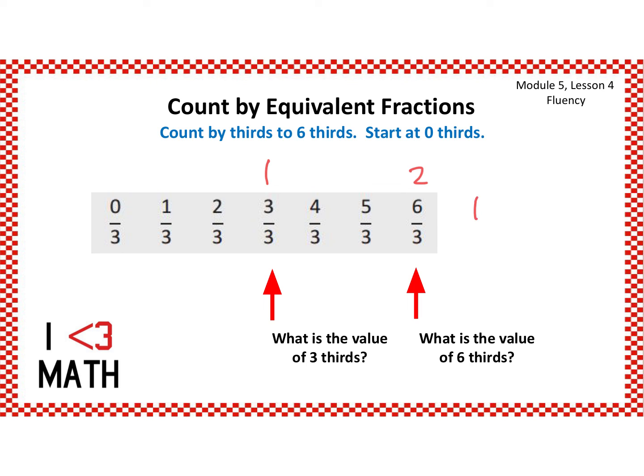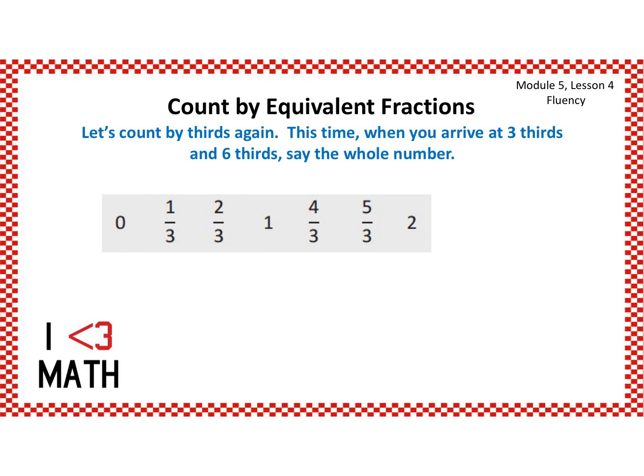If you think about that, maybe you have these rectangles, which should be the same size, divided into thirds. Here are 3/3 right here, and 4/3, 5/3, 6/3. So we have 2 wholes when we have 6/3. We're going to count again, this time starting at 0, and where we have a whole number equivalent, we'll say the whole number. So 0, 1/3, 2/3, 1, 4/3, 5/3, 2.